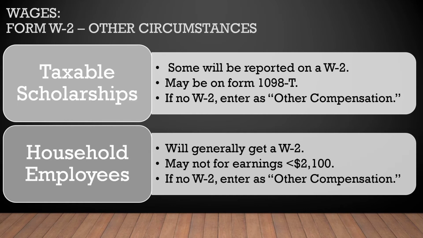And then we also have household employees. They are generally entitled to get a Form W-2, but they may not if their earnings were less than $2,100. So again, if there is no Form W-2, then you would be entering it as other compensation.